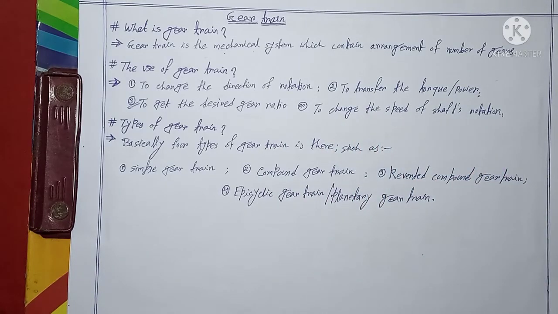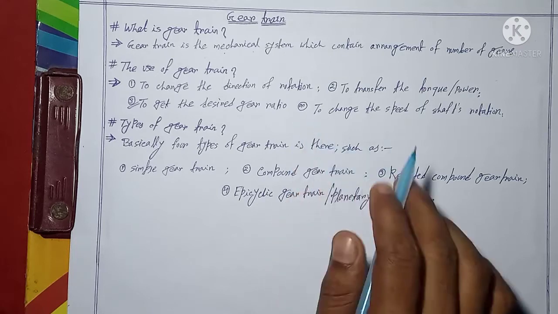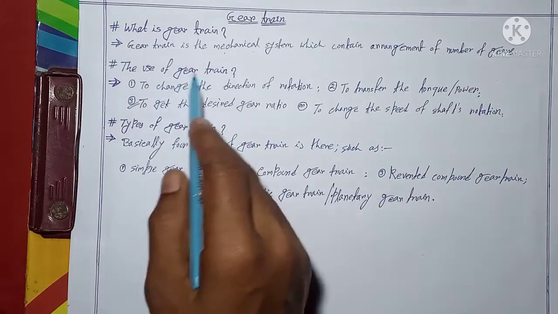Suppose the first shaft rotates at 500 rpm, and you transfer the torque or power to the next shaft, but you do not want the rotation of that shaft to be 500. You want something different, it may be more than 500 or less than 500, so depending on that you have to arrange your gear train. These three are basically the most common uses of the gear train.